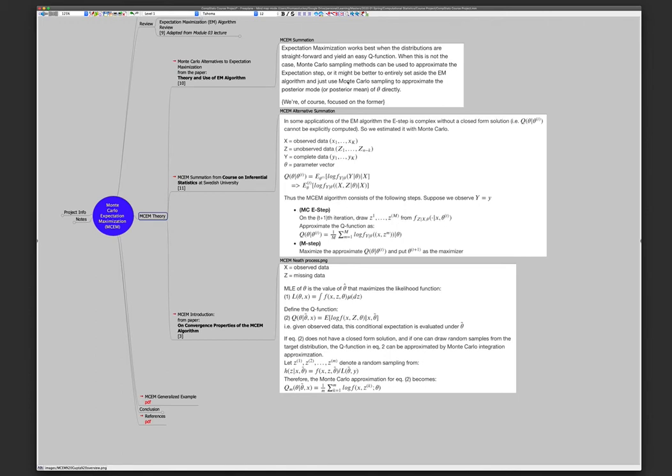What it's saying is, instead of doing that integral, we can actually compute that E step with a Monte Carlo estimation. So that's what's expressly illustrated right here. All three of these papers are essentially saying the same thing: more generally, Monte Carlo sampling methods can be used to approximate the expectation when it's not easy to compute it analytically. And that's what we're focused on.